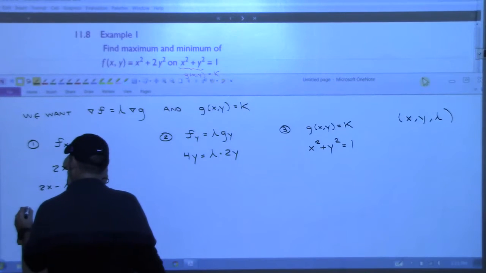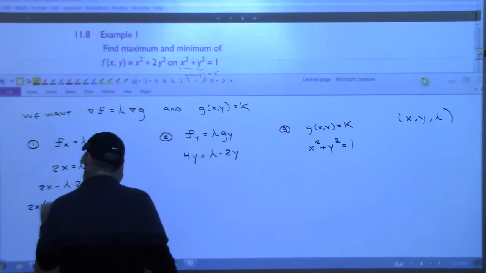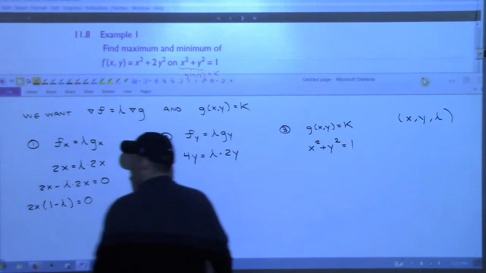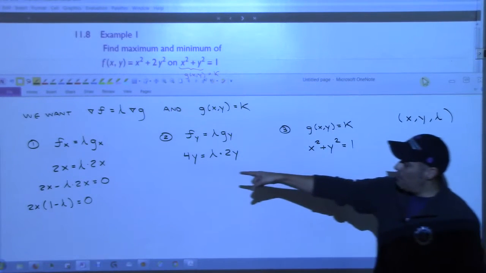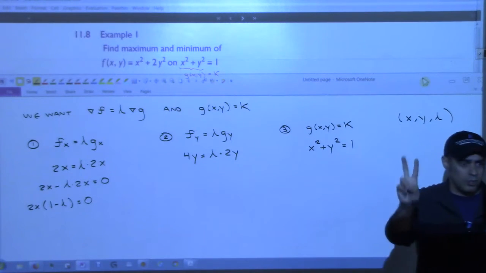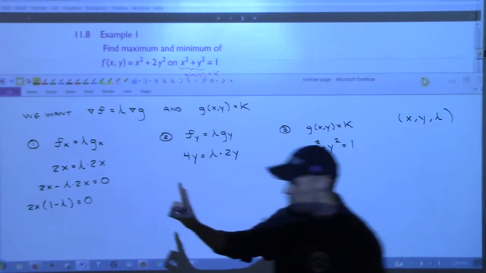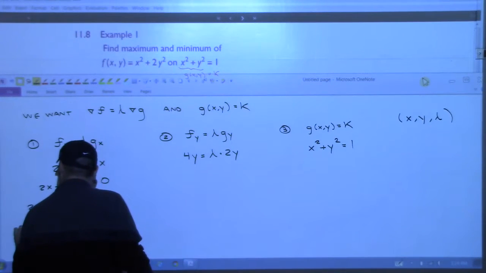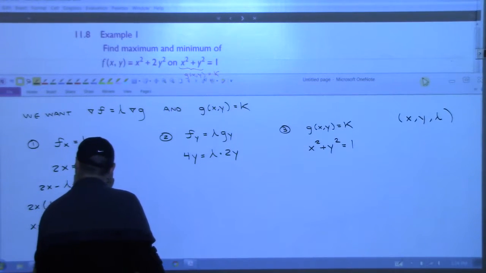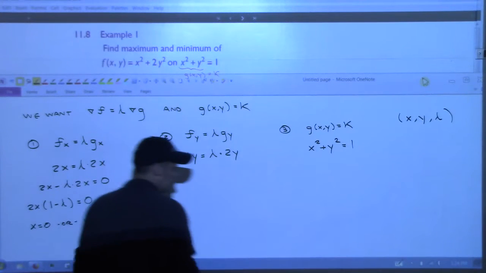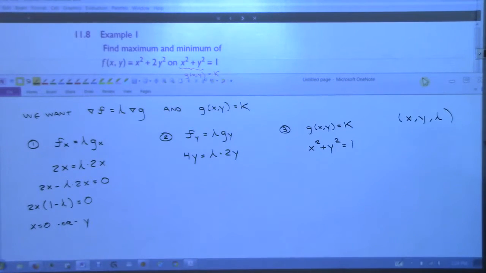So what do I have? I can pull out 2x and I get 1 minus lambda equals 0. And so we know right now for equation 1, there are 2 potential solutions, right? Either x equals 0 or lambda equals 1.